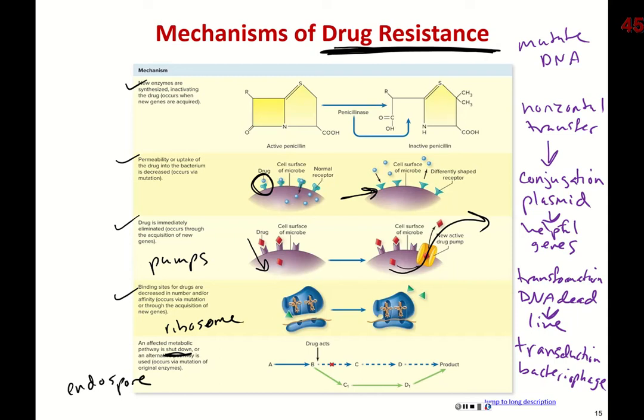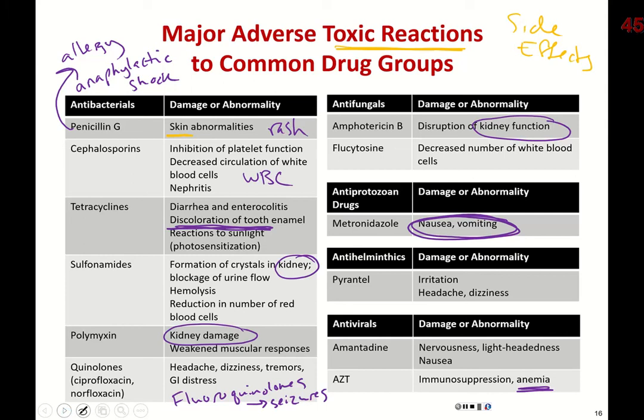So those are just all different ways in which the drug resistance can spread super quickly, and that's something we want to try to avoid. Okay, so I think that does wrap it up, and that's my lesson for today.